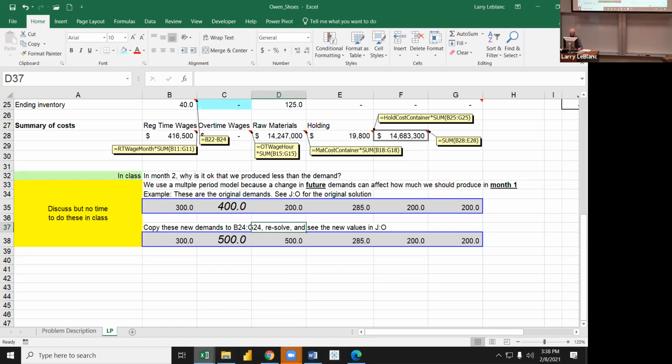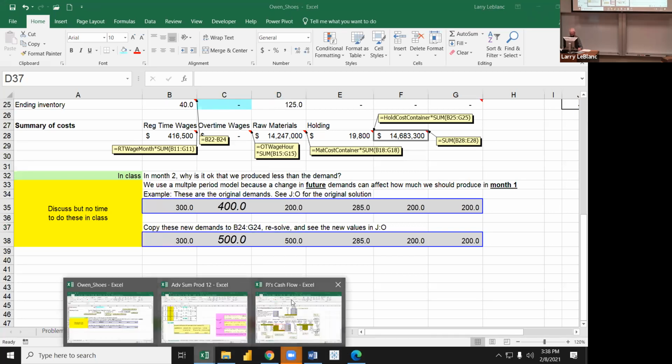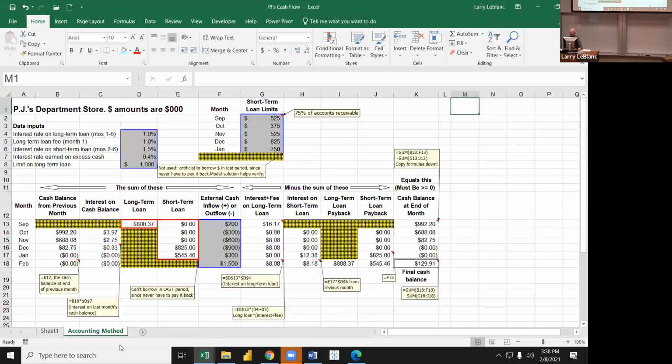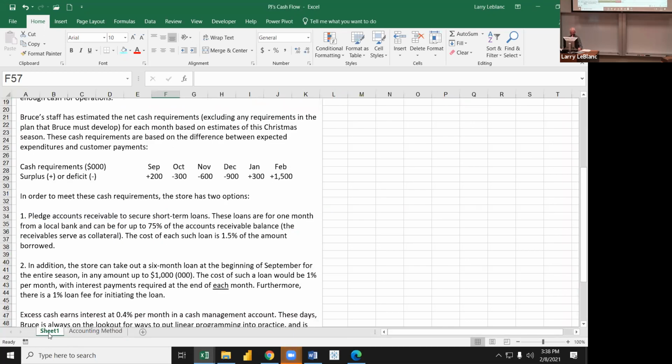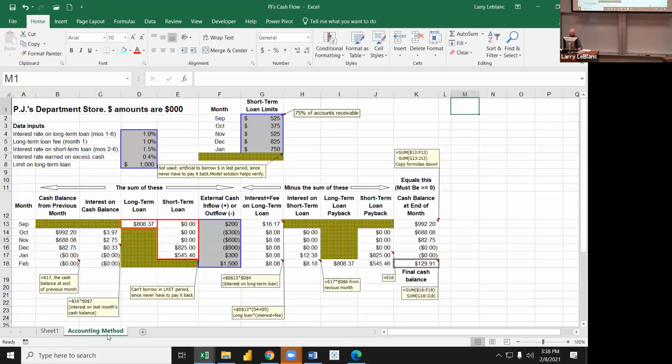Let's look at the Excel. PJ's department store. Sheet 1 simply restates the problem. We've been over that. The accounting method.